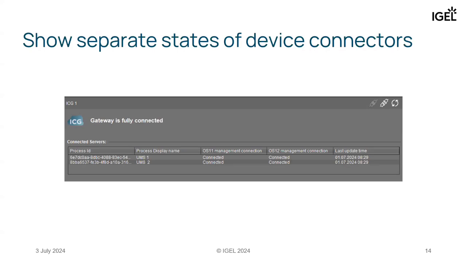Then another change: we now show the separation in the ICG. As you know, the ICG 12 has an OS 11 connection and an OS 12 connection. And now you can see if both of them are running correctly or not. This can help you figure out if you have any issues, what the cause is, or even if you're in contact with support, you can give them the information here. That's a great help to find the root cause of issues related to the ICG.